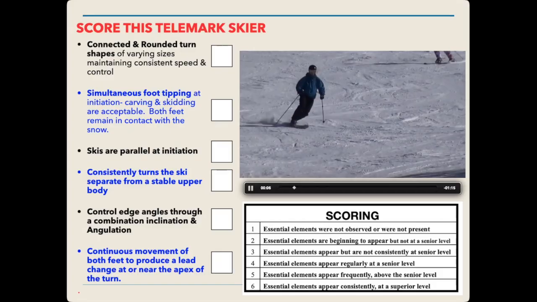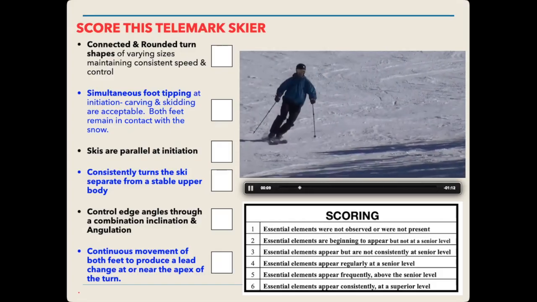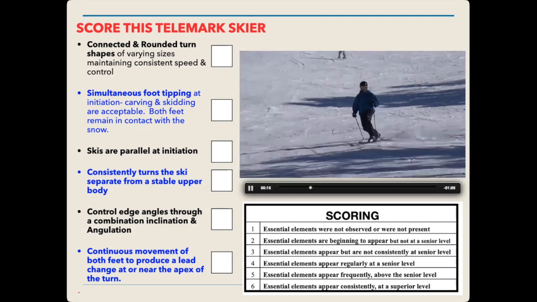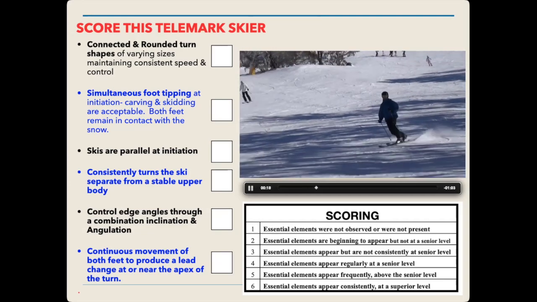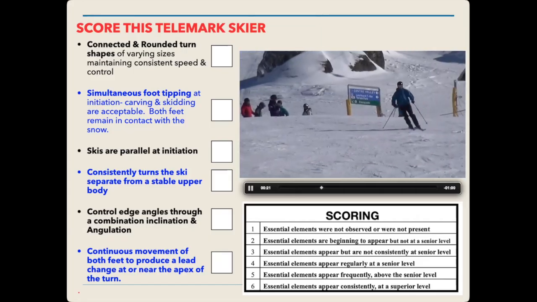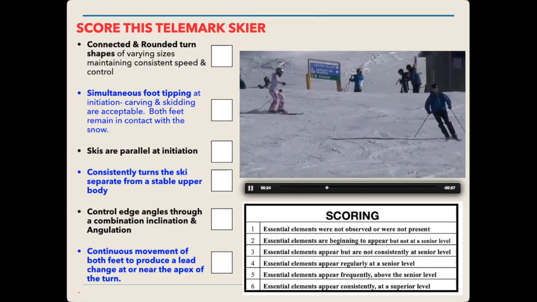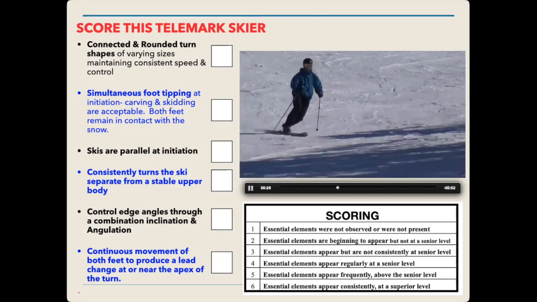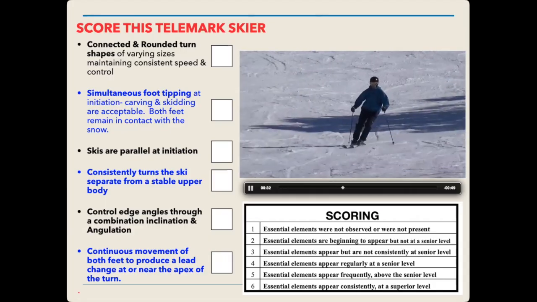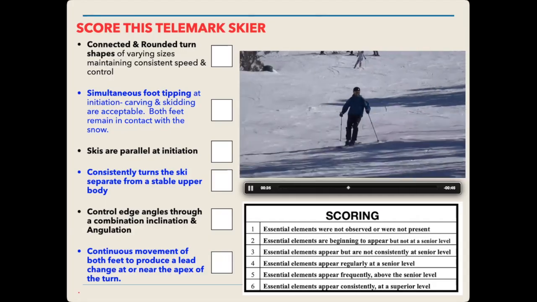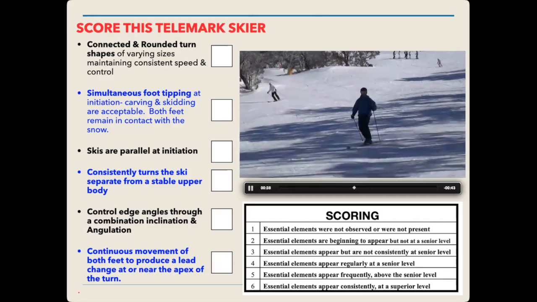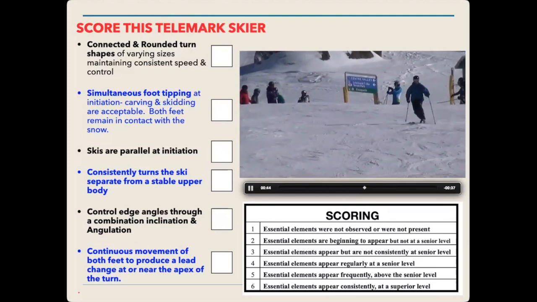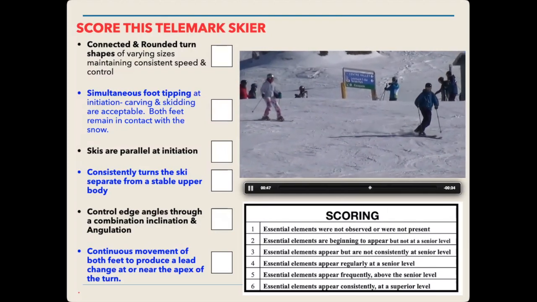Okay, so for the first visual cue, connected and rounded turn shapes of various sizes, I scored this run a 3, primarily because of the difference between the right-hand turns and the left-hand turns, with the left-hand turns being more Z-shaped and less rounded than we want to see. I believe the turns on the right-hand side are at senior level, but not the ones on the left. Eric? I also scored that a 3. Same reason.